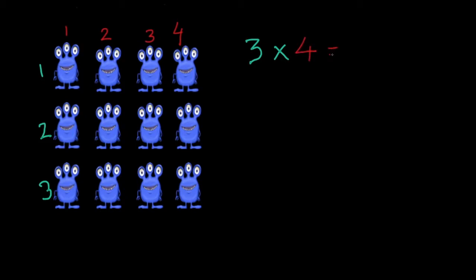So we can write 3 times 4 is going to give us the total number of these aliens, and we know that we have how many aliens? 4 plus 4 is 8. 8 plus 4 is 12. 12 aliens. We can write that. 12 aliens. I hope it made sense to you.